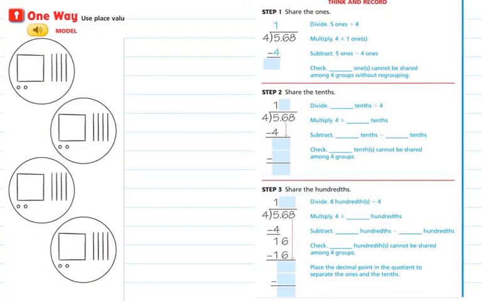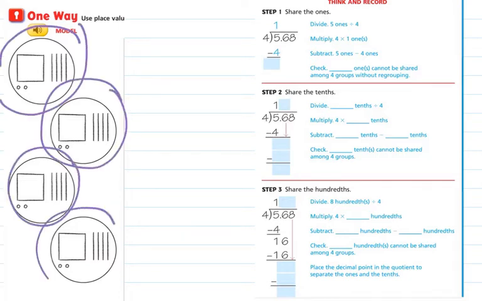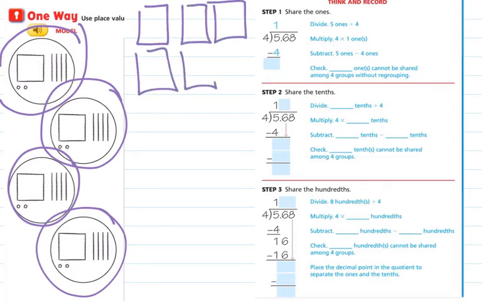So we're going to start with the unlock the problem. One way we can do this is we can use place value. So we see that we have 1, 2, 3, 4 groups to represent the 4 girls, and then we've modeled the 5 and 6 tenths and 8 hundredths. So what we did, boys and girls, we checked to make sure that we put them in their appropriate place.